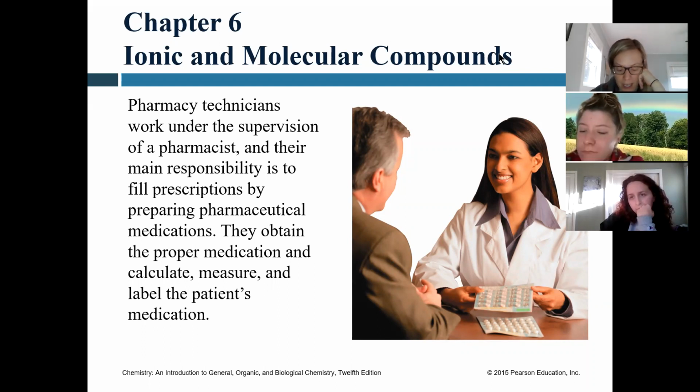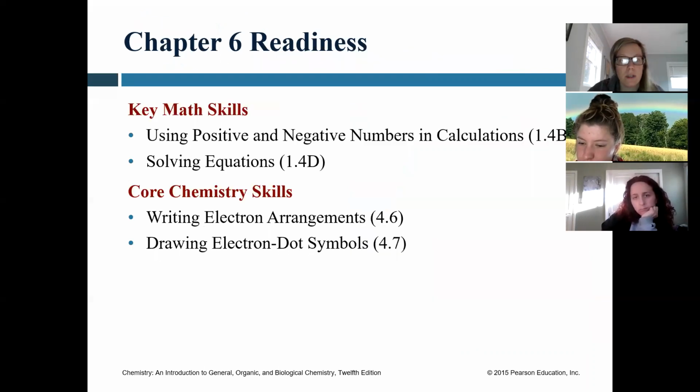You don't often see elements in nature existing by themselves. You see them mixed with other things. They're not even mixed, bonded with other things, because they're much more stable when they're in a compound form. So this will look at ionic and molecular compounds. And we'll get into how to name those and everything.